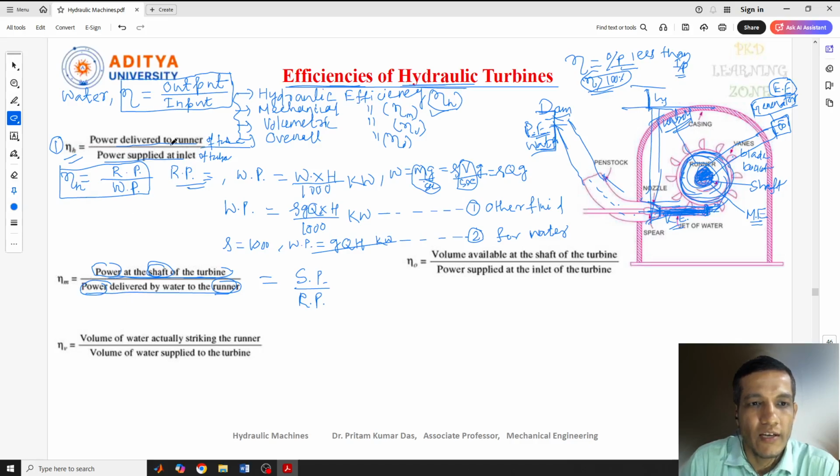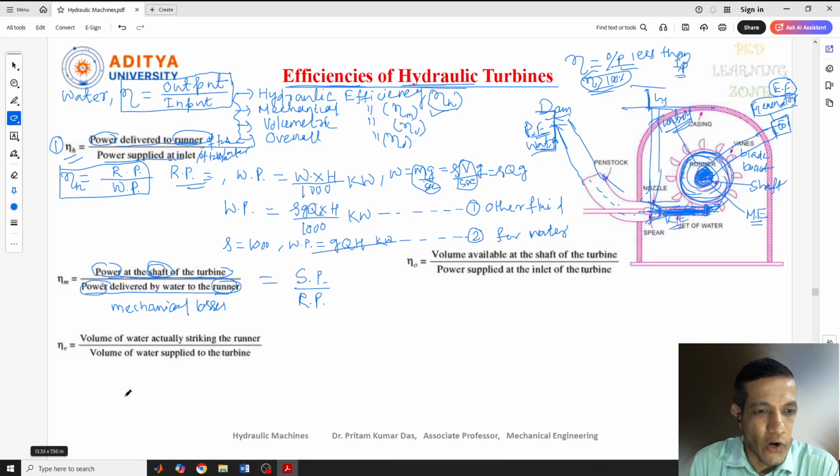So here also we have seen, this is runner power, and this is power supplied at inlet. Inlet is nothing but water. We can write power supplied by the water at the inlet of the turbine. That is water power. So this is about the mechanical efficiency. I hope you understand. Here one more term I'll write, mechanical losses. Due to these losses, the same amount will not be transmitted.